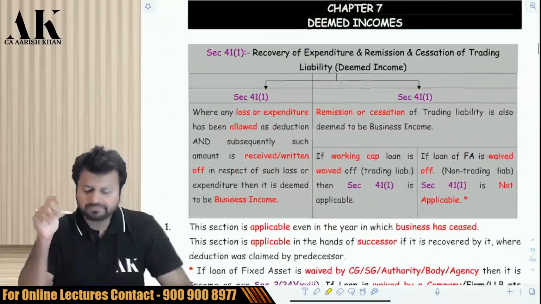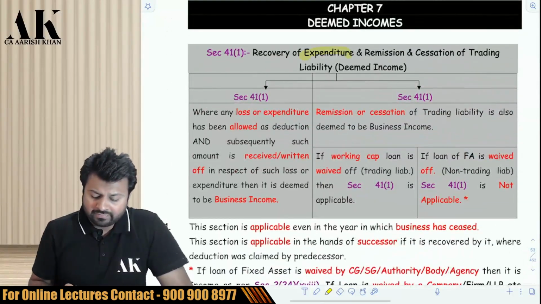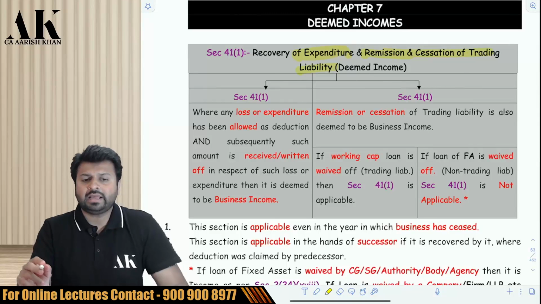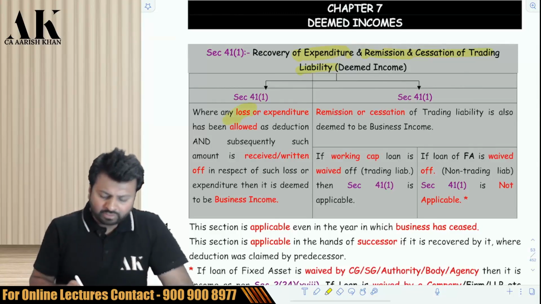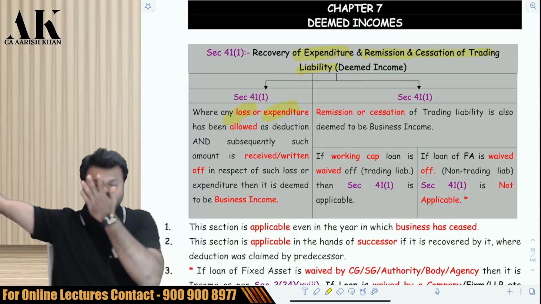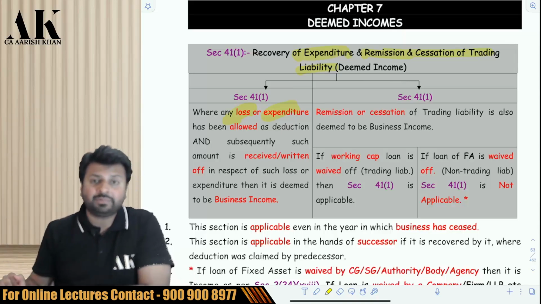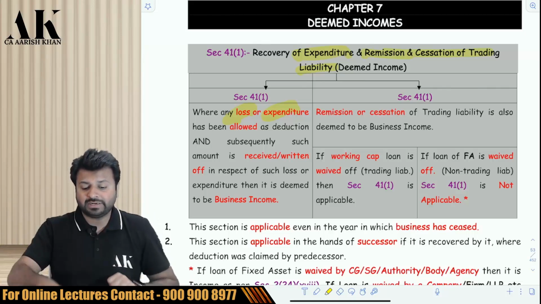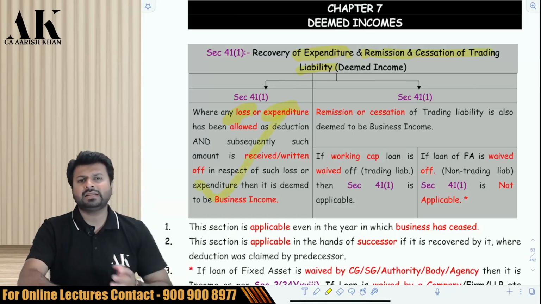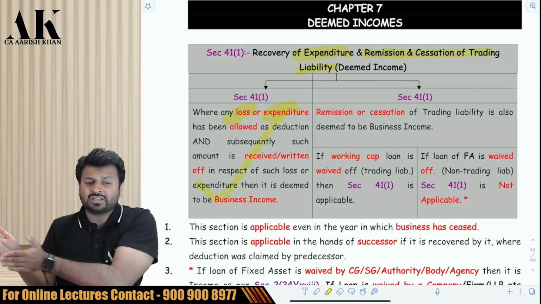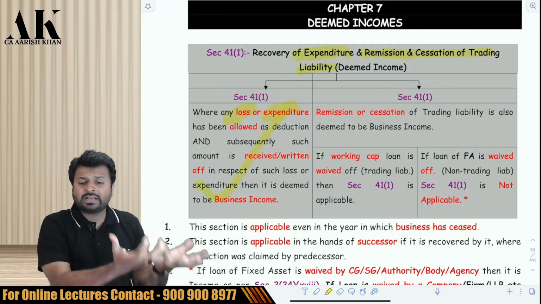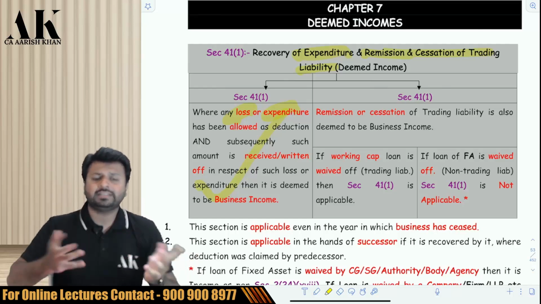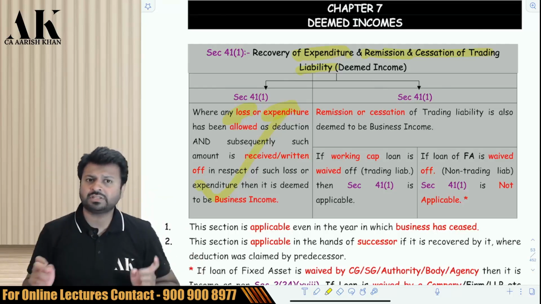Okay, what is 41.1? 41.1 talks about recovery of expenditure or remission or cessation of trading liability. Now what does it talk about? Let me tell you one by one clearly. Suppose you have incurred some loss or some expenditure in the past. You would have taken deduction of that particular expenditure and loss in an earlier year. Now in the current year, there is a recovery of that loss or that expenditure, then it is deemed to be income. It is as simple as that. In an earlier year, you claimed one deduction and now in the current year, you are recovering that deduction. So you have to pay tax on that. This is what section 41 subsection 1 has to say.